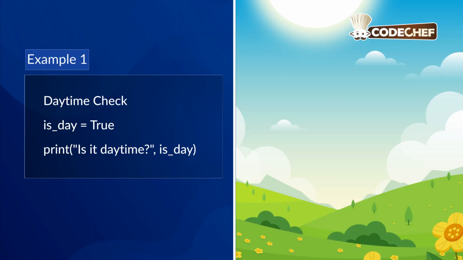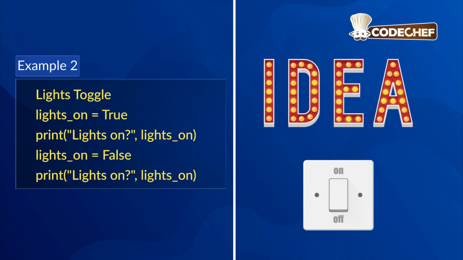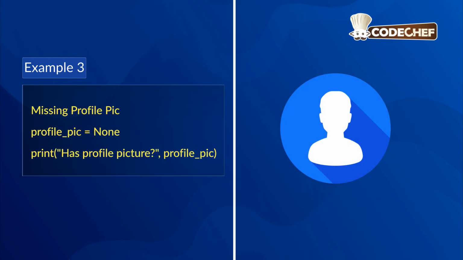Let's check how this looks in code. is_day = True. print("Is it daytime?", is_day). Since is_day is True, the sun rises. lights_on = True. print("Lights on:", lights_on). lights_on = False. print("Lights on:", lights_on). True means lights on, false means off. profile_pic = None. print("Has profile picture:", profile_pic). None means no image was uploaded.